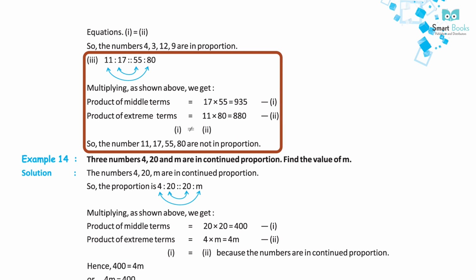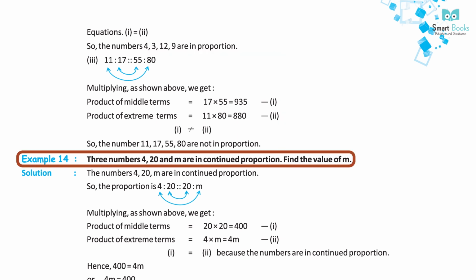Third, 11:17::55:80. Multiplying as shown above, we get product of middle terms equals 17 into 55 equals 935. First statement, product of extreme terms equals 11 into 80 equals 880. Second statement, the first statement is not equal to the second statement. So the numbers 11, 17, 55, 80 are not in proportion.